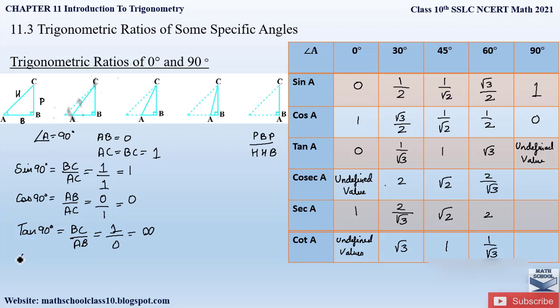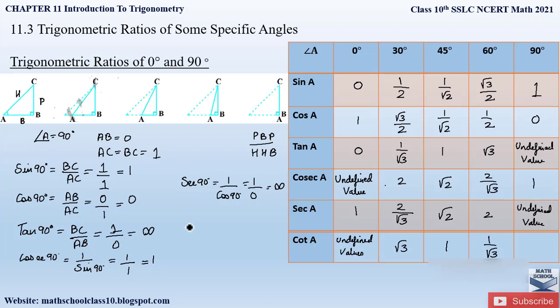Now let us take cosecant 90 degree. So cosecant 90 degree is nothing but a reciprocal of sine 90 degree. So 1 by what is sine 90? It is 1. So 1 by 1 is nothing but 1. So cosecant 90 degree will be equal to 1 again. Now next is secant 90 degree, which is again the reciprocal of cos 90 degree. So 1 by what is cos 90? It is 0. So 1 divided by 0 is again infinity or undefined value.